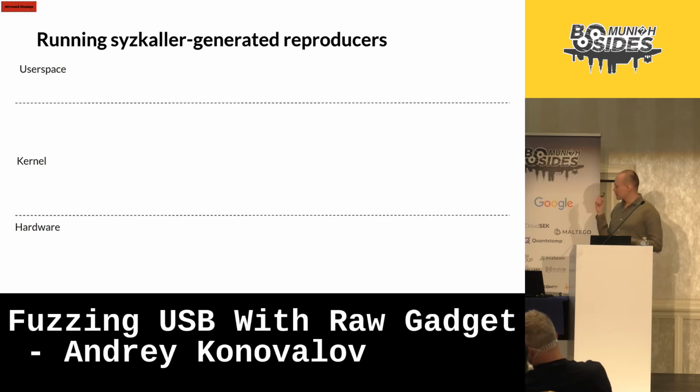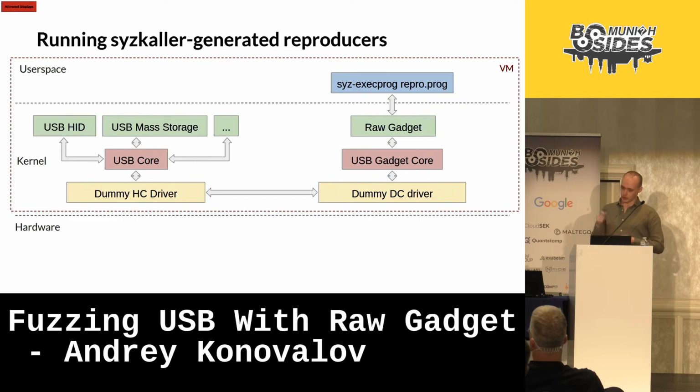Now, I want to get to the final part of the talk, which I think is the most awesome part. When you're using Syzkaller to fuzz the kernel, whenever Syzkaller finds a bug, it generates a reproducer for this bug. A reproducer is essentially a sequence of actions the fuzzer can do to trigger a particular bug. Syzkaller has a tool to run these reproducers. It's called syz-execprog. So when Syzkaller generates a reproducer, you can run syz-execprog and trigger the bug.